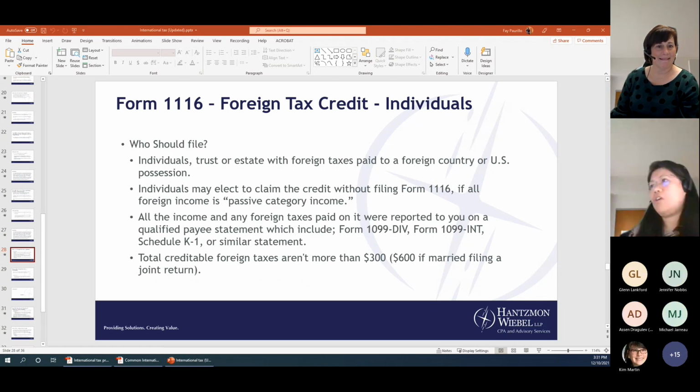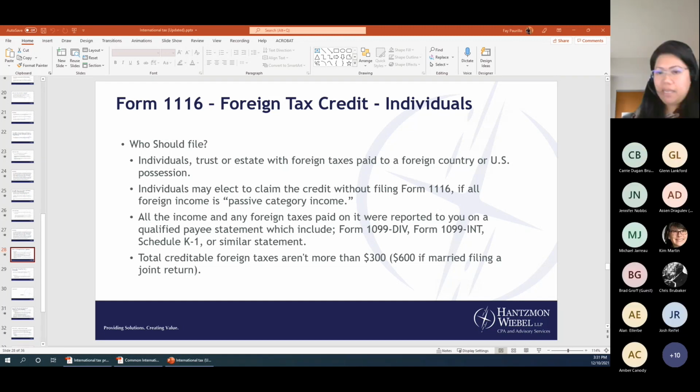All right, so I am going to talk briefly about Form 1116, which I'm sure all of you have seen. Who should file? Individuals, trusts, and estates with foreign taxes paid to a foreign country or U.S. possession. Individuals may elect to claim the credit without filing the form itself if all foreign income is passive category income. All the income and any foreign taxes paid on it were reported to you in a qualified payee statement, which includes Form 1099-DIV, 1099-INT, Schedule K-1, or a similar statement. Total creditable foreign taxes aren't more than $300, or $600 if married filing a joint return.